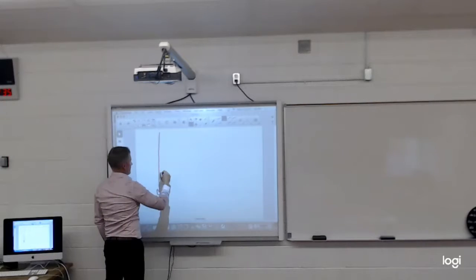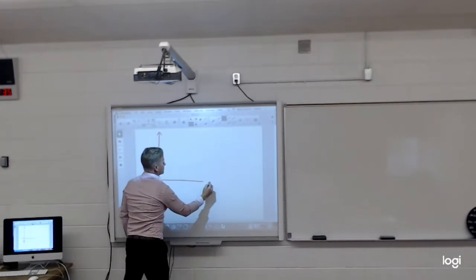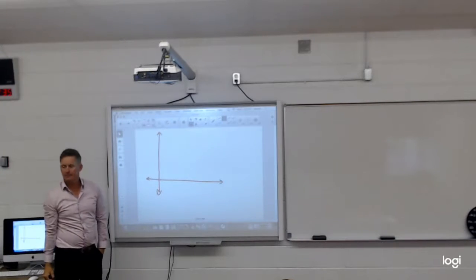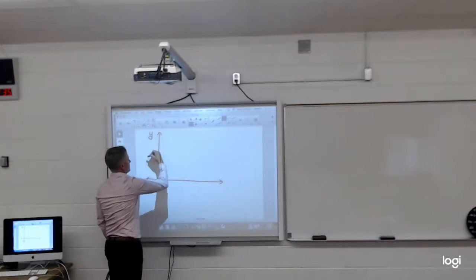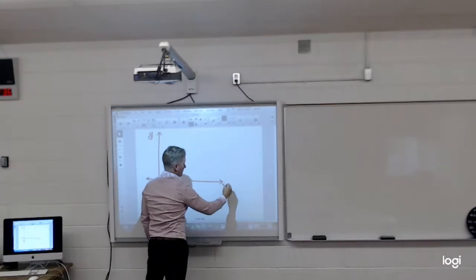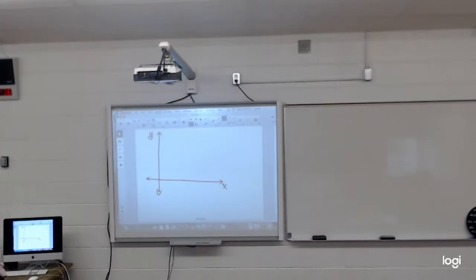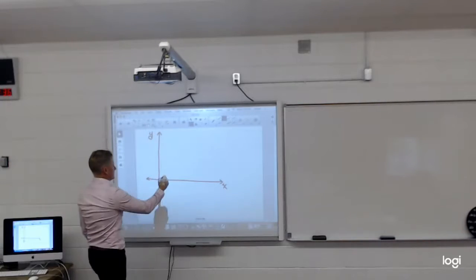On a graph, what you know so far, what axis is this? It's your y-axis, right? And what axis is this? The x-axis. So there you go, you've got your x and you've got your y.